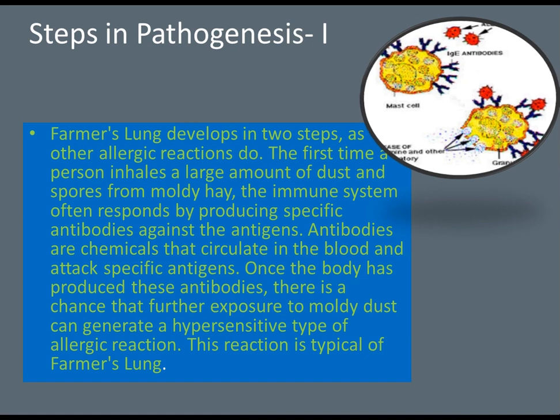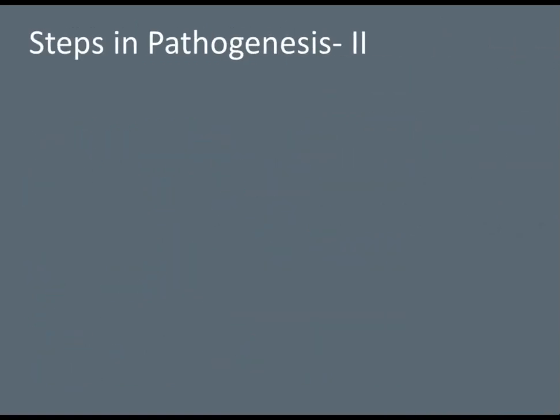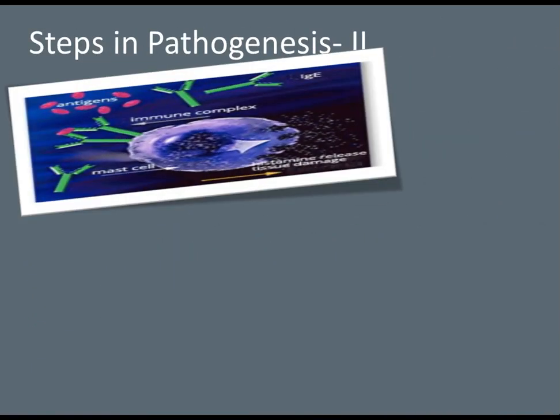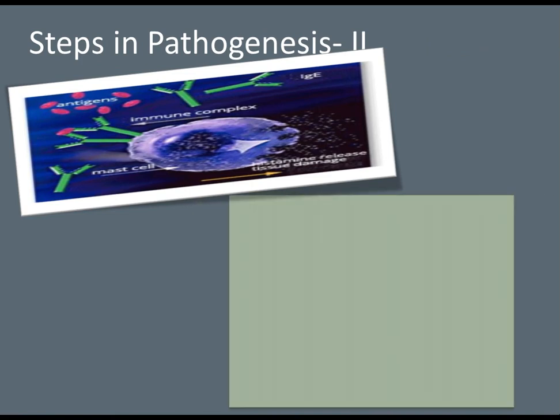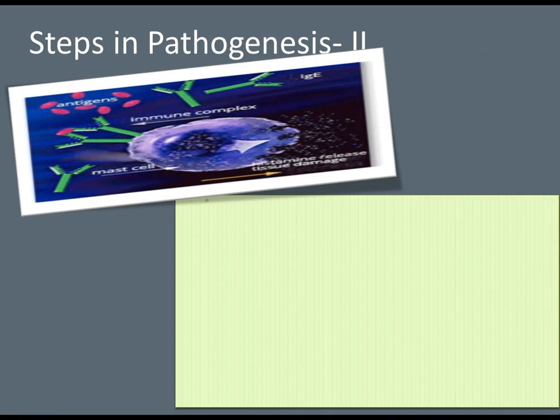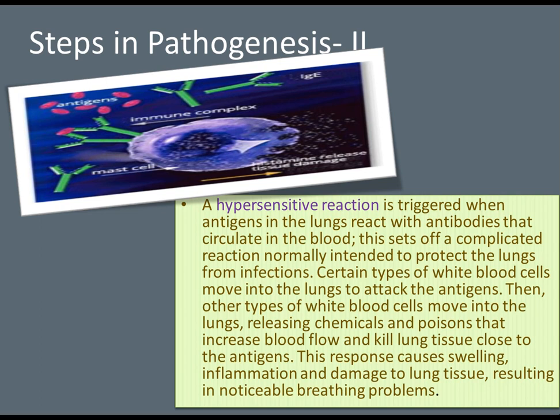Now let us find what happens in step 2. In step 2, there is a development of immune complexes. So how does it develop? Let us find out in this description. It develops by a hypersensitive reaction. So this is triggered when antigens in the lungs react with antibodies that circulate in the blood.